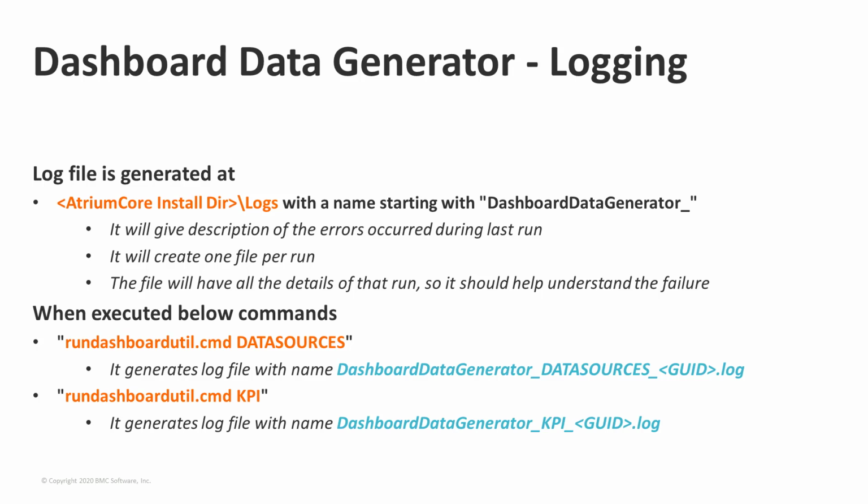Now, what about the logging of this utility? In cases where we need to analyze logs of these utility runs, we can find those logs inside the Atrium Core logs folder. Here we can find descriptions of every error found, which will help us understand what happened. Each run will produce a file with a GUID on it. And optionally, we can manually run the utility as well to force an update or to debug further.